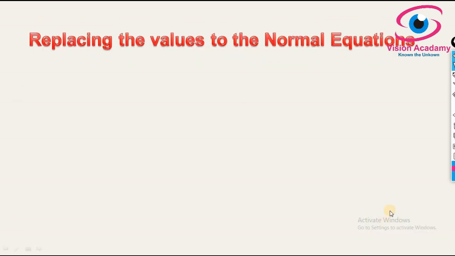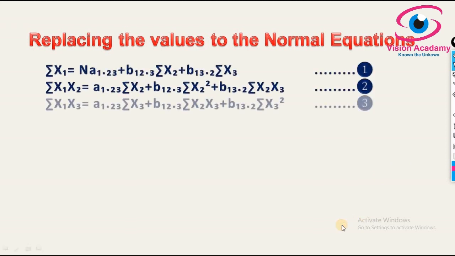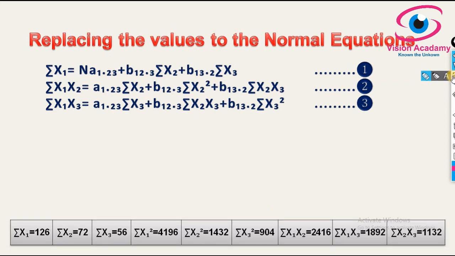So that is replacing the values into the normal equations. We know we have three normal equations here. Firstly, I will replace the summation values I have pasted here. So here, the first equation is replaced.